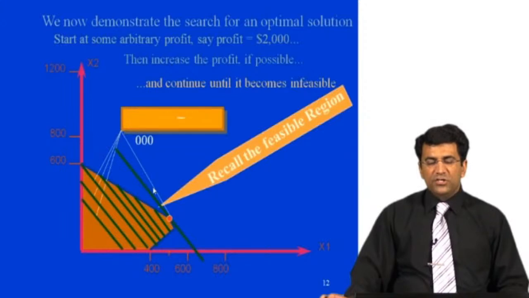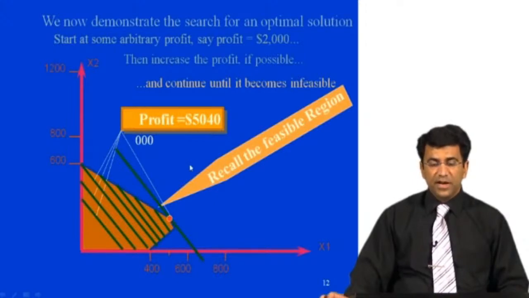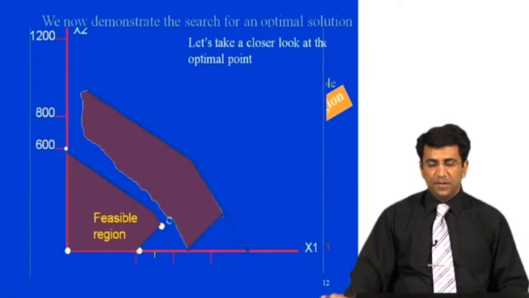So this particular point is actually our optimal point, because the outermost profit line touches the outermost feasible area at this particular point. And if we find out the values of x1 and x2 on this particular point, we will get that the profit is equal to $5040. So this is actually our maximum profit at this particular point.